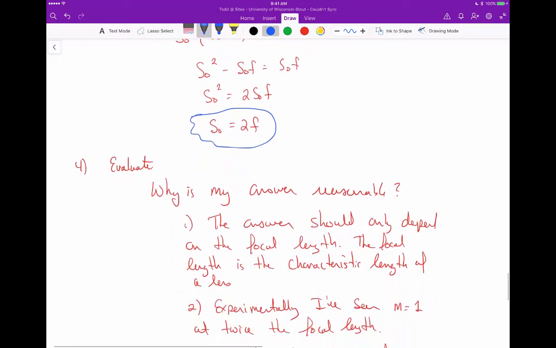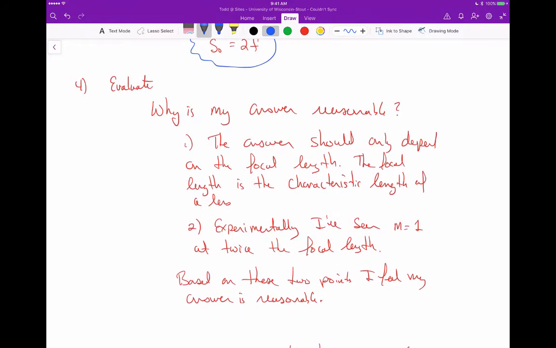So to evaluate whether or not my answer is reasonable, well, first off, I know that the object distance has to depend on the focal length only. And this is because the focal length really is the characteristic length of the lens. Anything that's going on with the lens, distance-wise, we expect to relate back to the focal length. That's what sets our length scale. Additionally, I have actually seen the experiment, and I know that the magnification is 1 when we are sitting at twice the focal length. So based on these two facts, I feel that my answer is in fact reasonable.